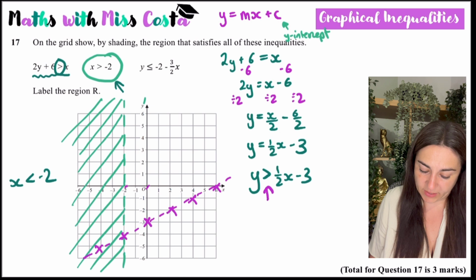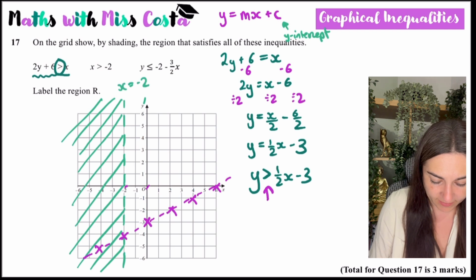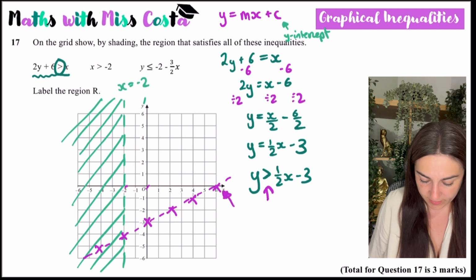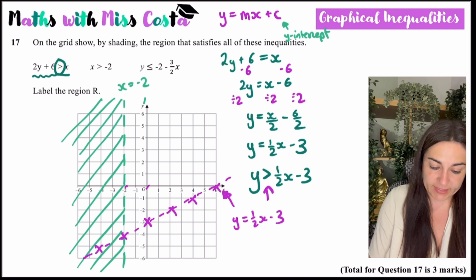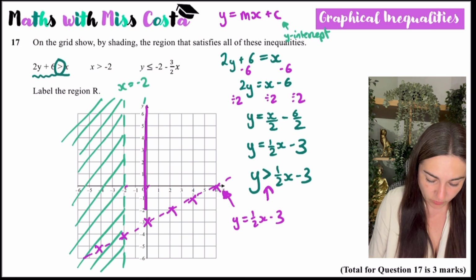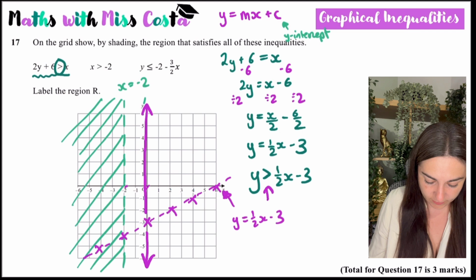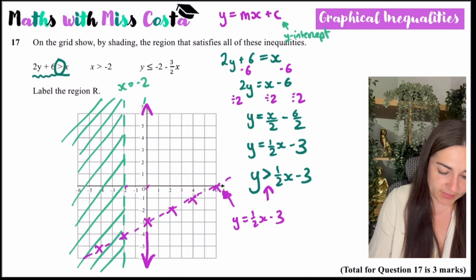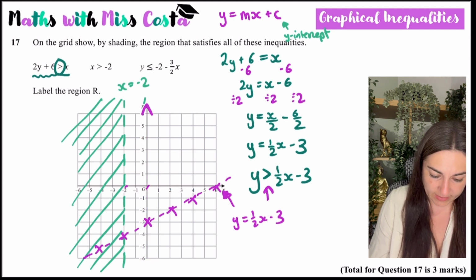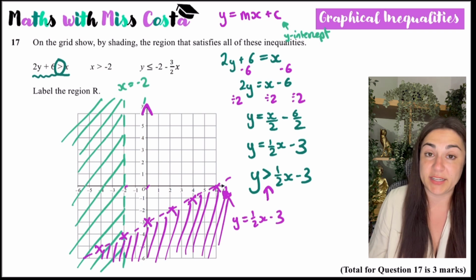Now y needs to be greater than the line. So let's label the lines just to make life a little bit simpler. This is the line x equals -2. This is the line y equals a half x minus 3. So my y coordinates need to be greater than the line. So I look along the y-axis. Over here, the y coordinates are greater than the line. Over here, they're less than the line. So I know that anything underneath the line would not satisfy my inequality, so I can shade that bit out.